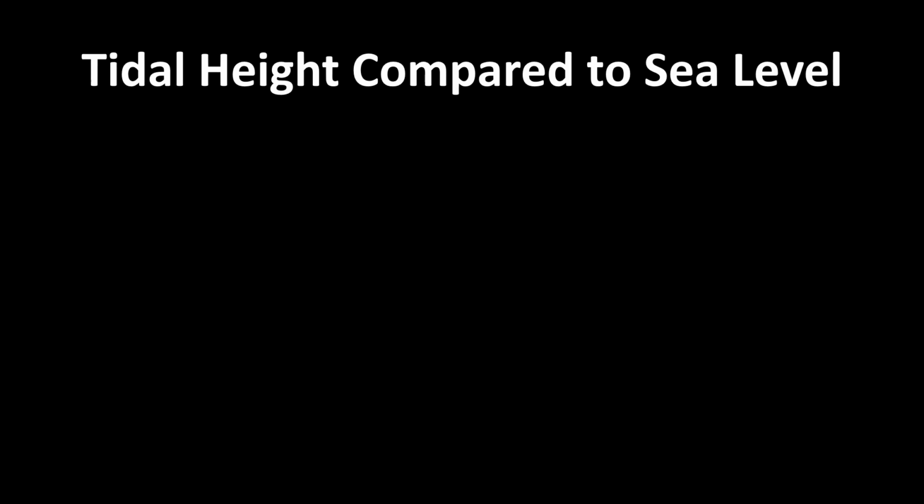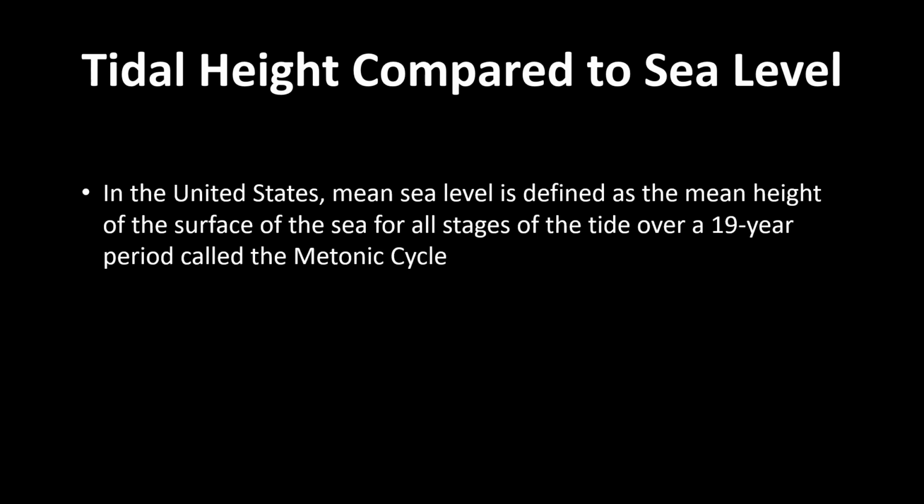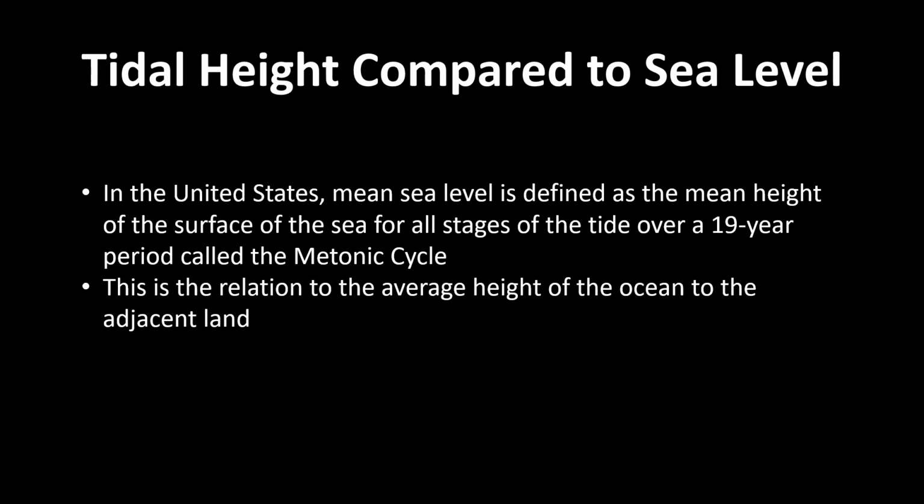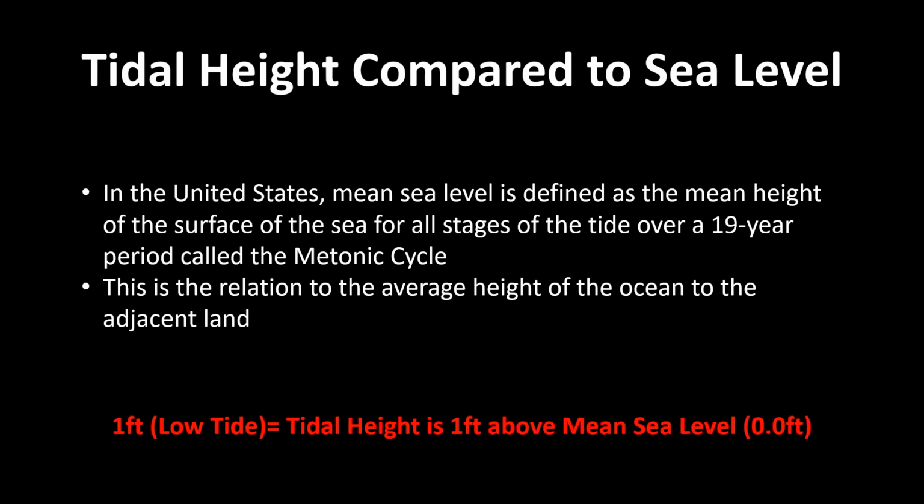Tidal height compared to sea level. In the United States, mean sea level is defined as the mean height of the surface of the sea for all stages of the tide over a 19-year period, which is called the metonic cycle. This is the relation of the average height of the ocean to the adjacent land. So that means if a low tide on a day is said to be at 1 foot, that means the tidal height is 1 foot above mean sea level, which is considered to be at 0 feet.